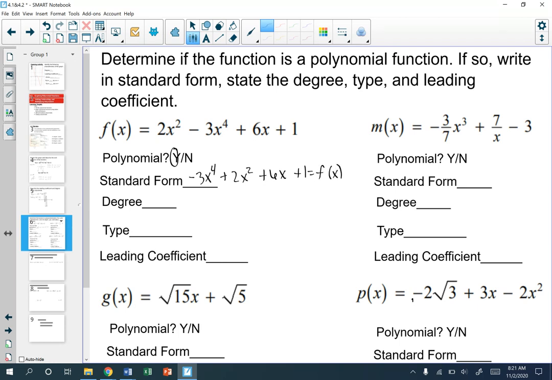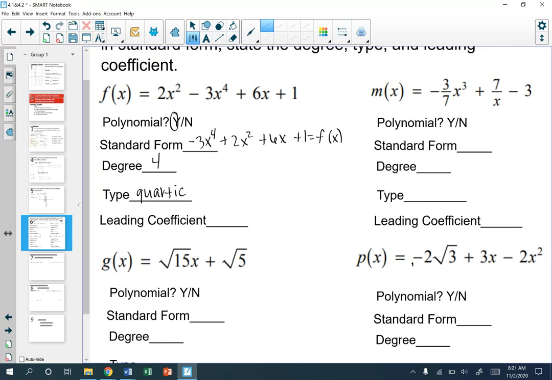What is my degree? That's going to be the highest power. My degree here is 4. The type, so here we're looking, is it linear, quadratic? Here the degree is 4, so it's going to be quartic. Again, if you don't remember, rewind the video, go back to that slide with the definition on it. And my leading coefficient is, I'm looking for negative 3.